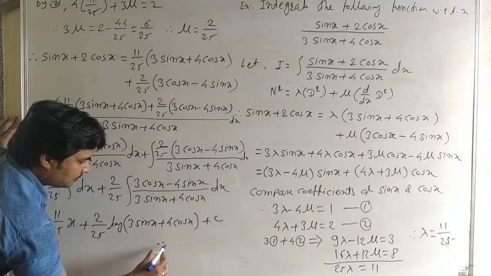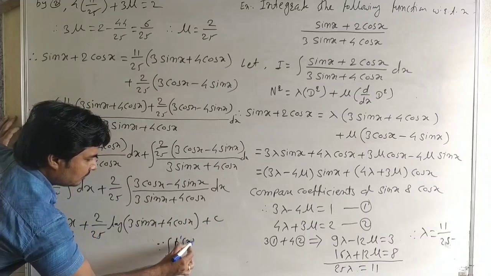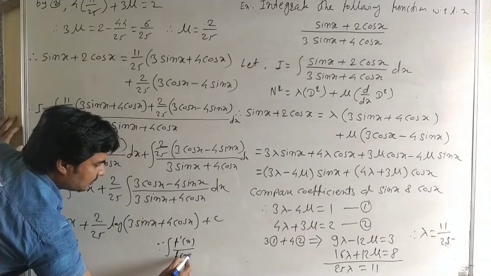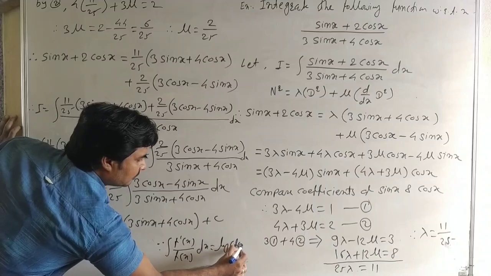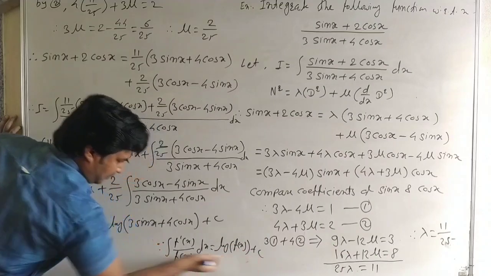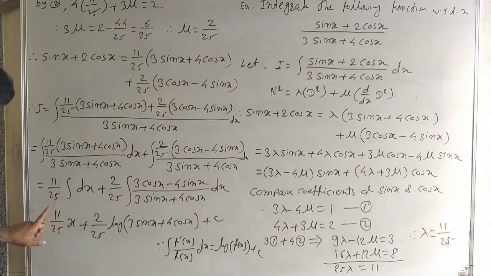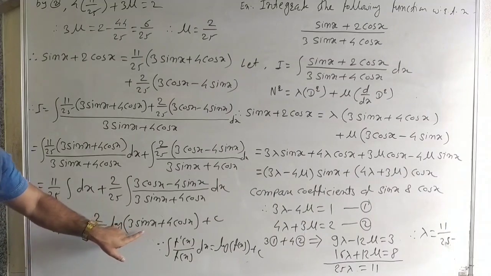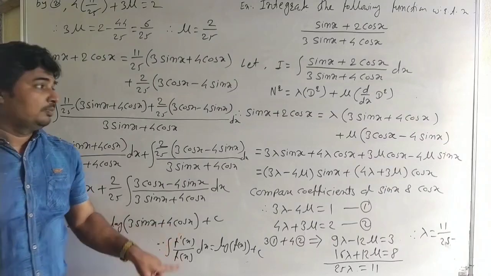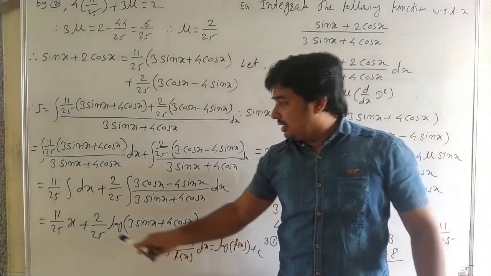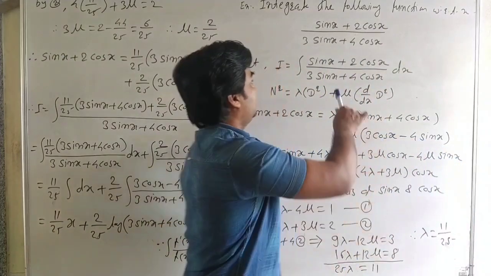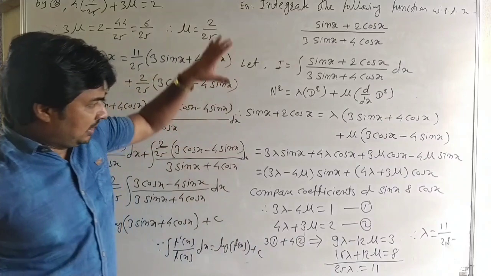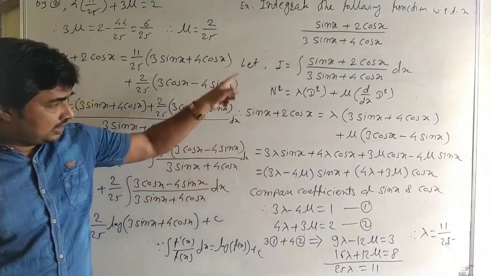Here we use the integral of f dash of x upon f of x dx is equal to log of f of x plus c. Okay, here it is 11 by 25 x plus 2 by 25 log of 3 sin x plus 4 cos x, and directly the answer is lambda x plus mu into log of the denominator, the denominator of the function. Okay, see carefully. Check all the calculation.